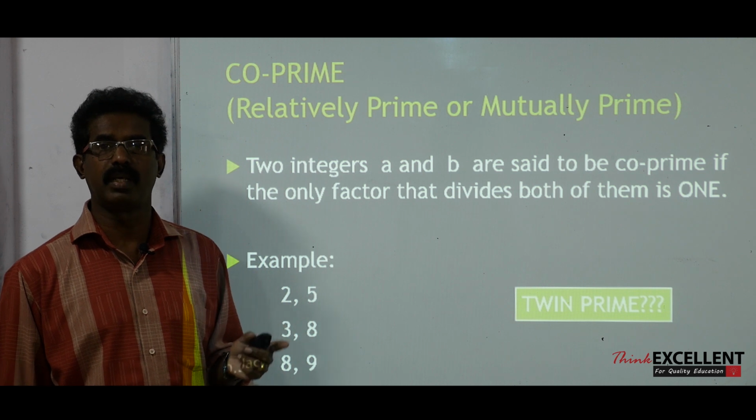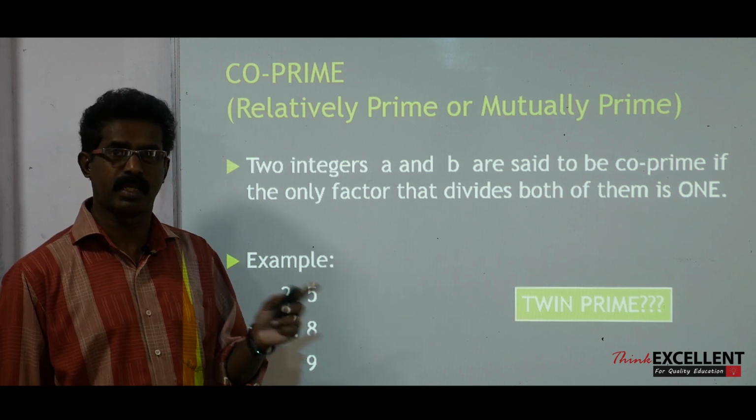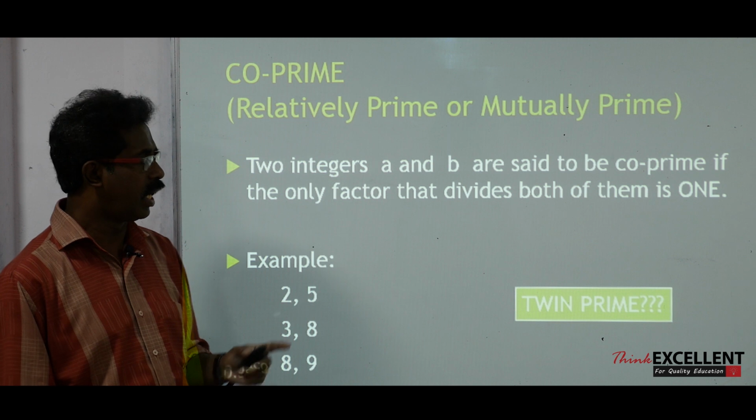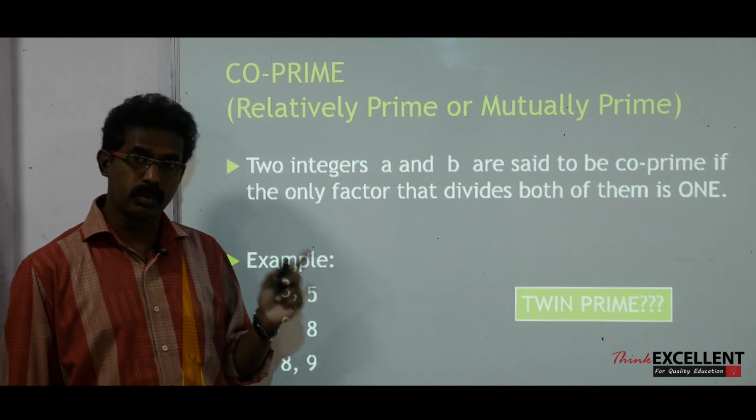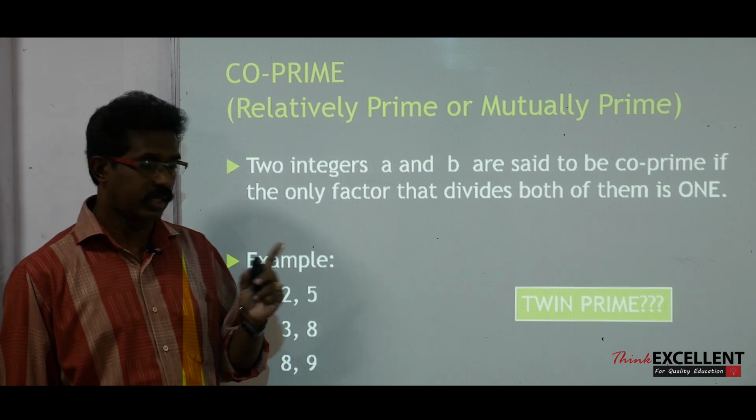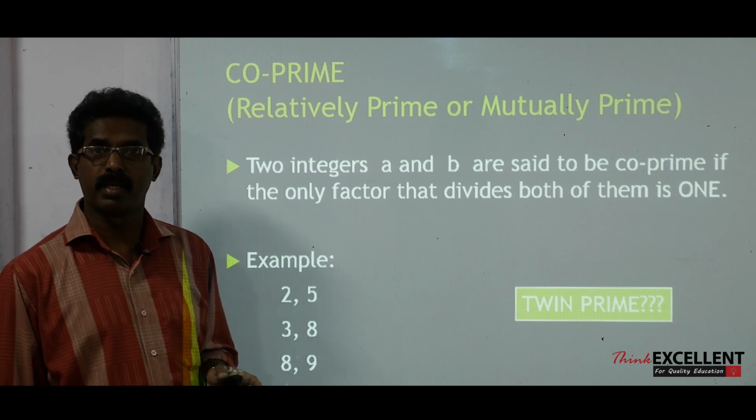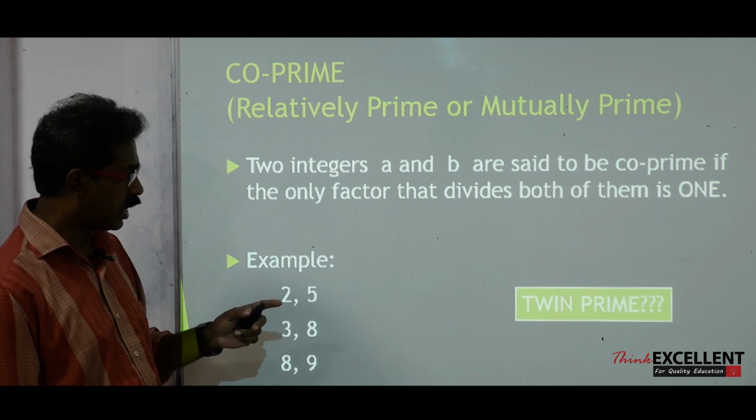Twin prime, for example, 11 and 13. 11 is prime, 13 is prime, and the difference is 2, and such primes we call twin primes. 3 and 5 we can say. So in that case they must be prime numbers and the difference is 2, that is twin prime.